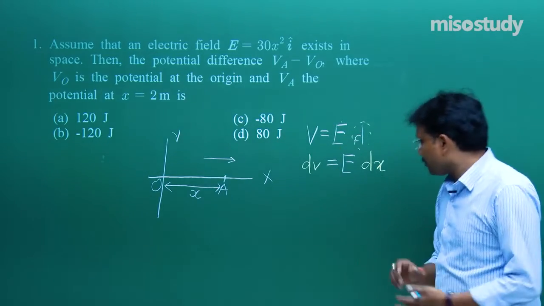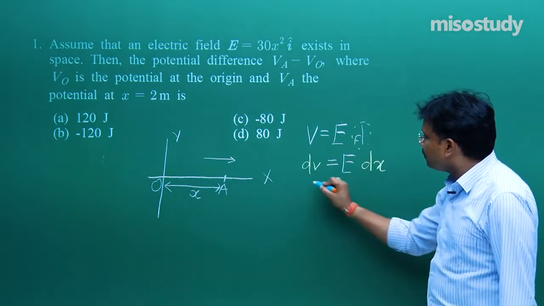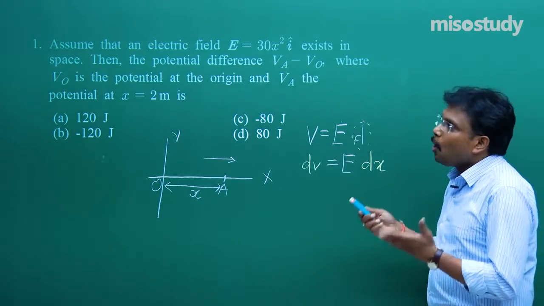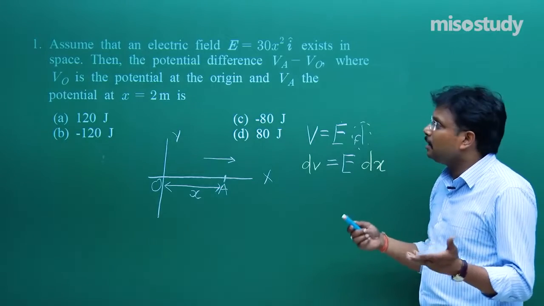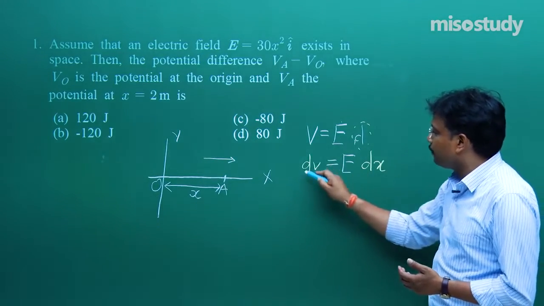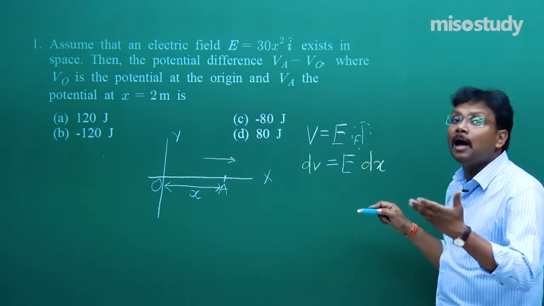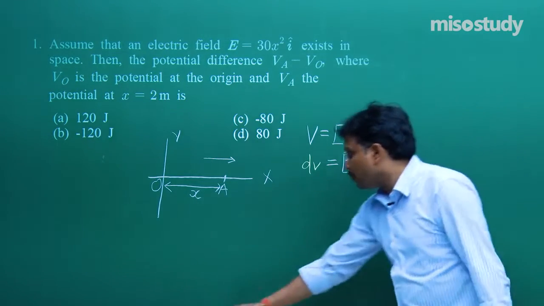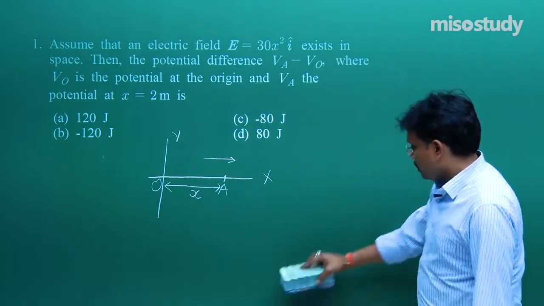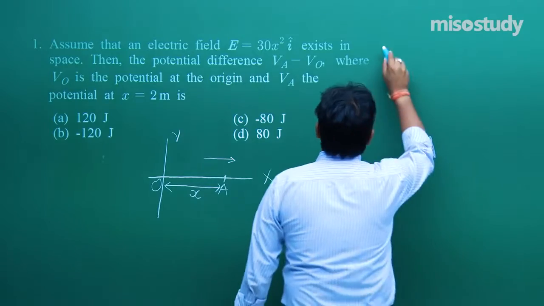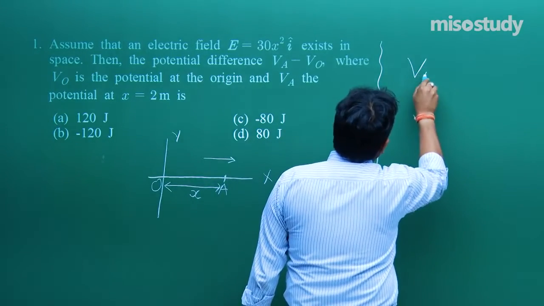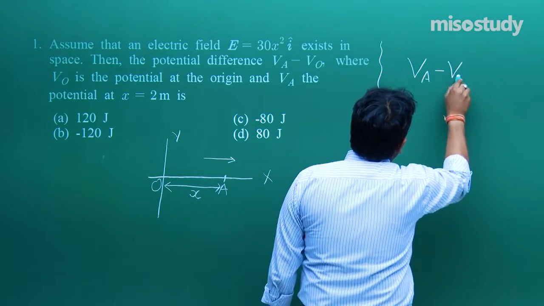So no problem. Just by using this relation, I will move further, and I hope a few of you who are regularly watching these videos will definitely find that integration of this equation will ultimately give you the result. So how exactly can we get the result? Let me show you. Now what I will do, I will use this space, that is Va minus Vo.